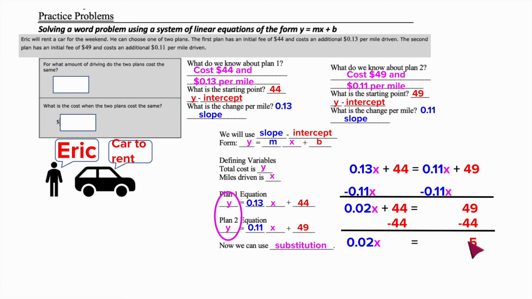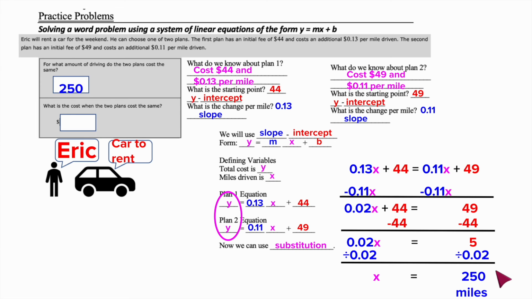So now I want to know, okay, well, how many miles do I have to drive in order to get to $5? So I'm going to undo the multiplication here by dividing by 2 cents on each side. So I get, 2 cents divided by 2 cents cancels. 5 divided by 2 cents is 250 miles. So this is how far Eric would have to drive, 250 miles, in order for the two plans to be the same.